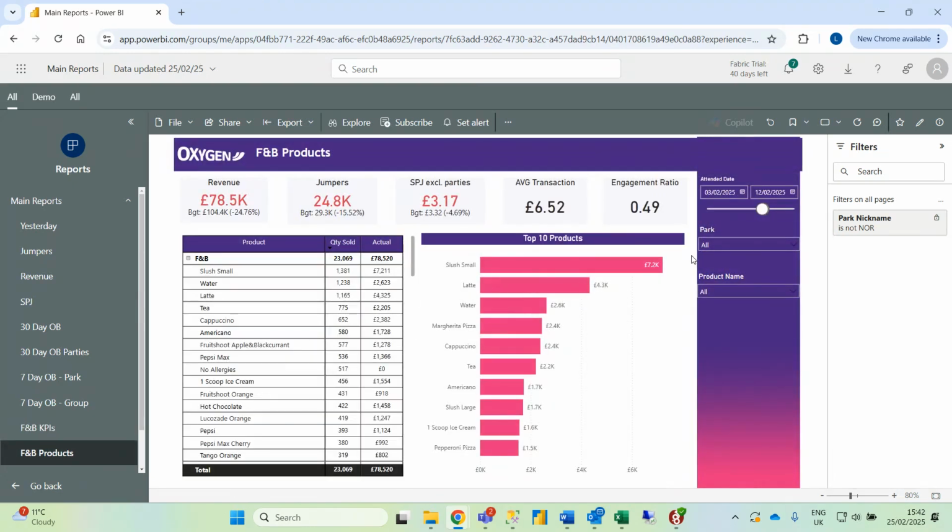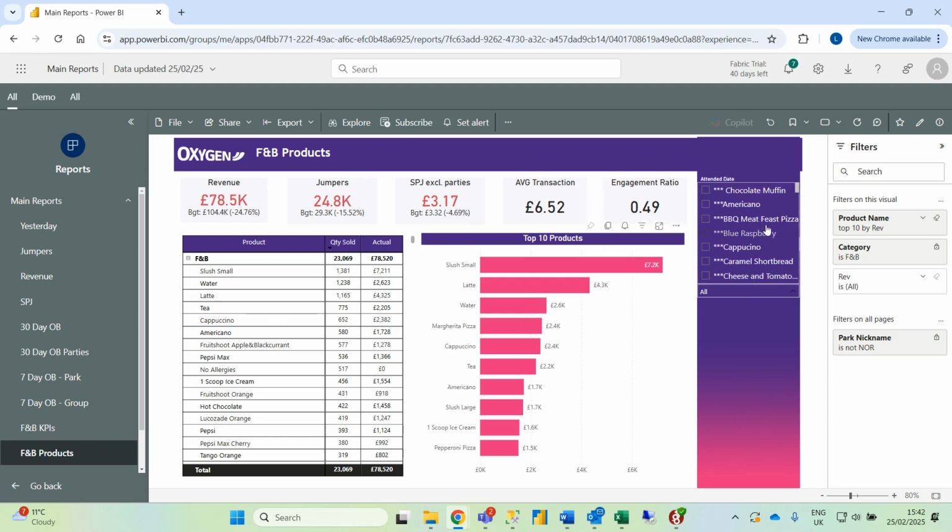In our products, we're able to drill down into the products in the cafe. So we've got the exact same tiles along the top, and we're able to see our products in detail. You're also able to filter on these as well, and then you're able to see your top 10 along the side, or you're able to choose which product you'd like to see in there.